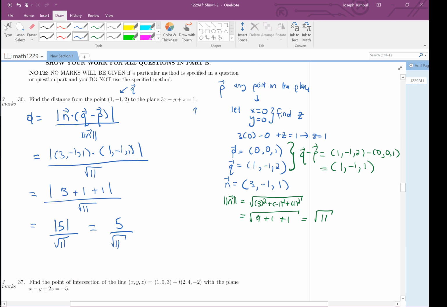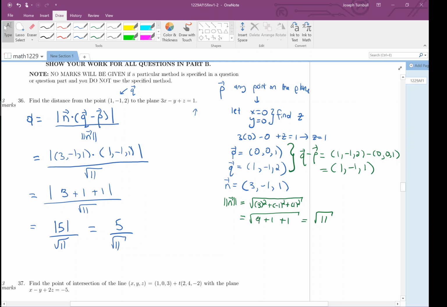Now, if we had done it reversed, if we had P minus Q, we would get from the dot product minus 5. We have minus 5 from the dot product if we had Q and P flipped. But when we take the absolute value, we'd end up with a positive anyway.